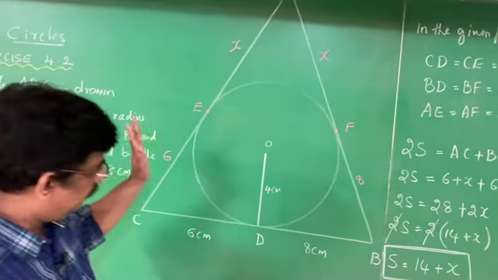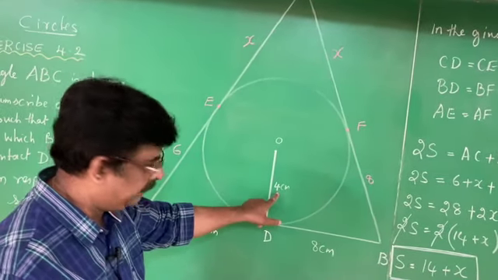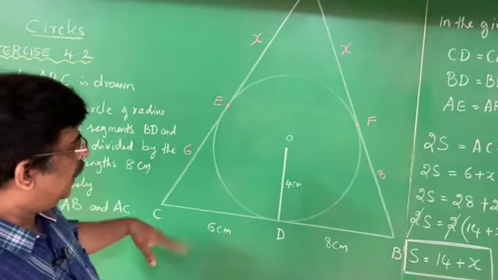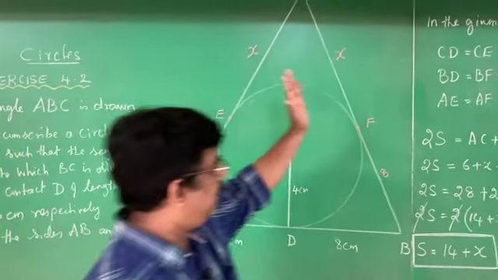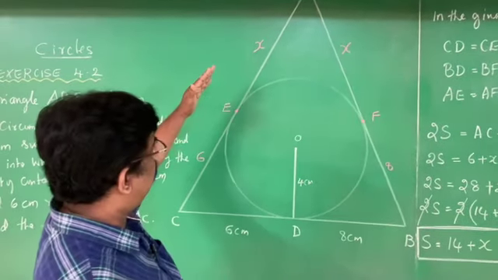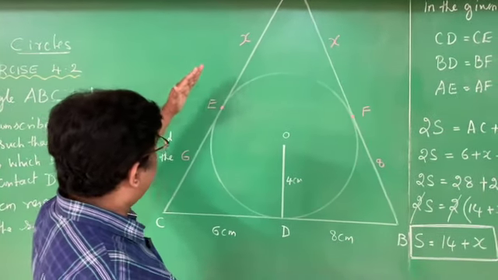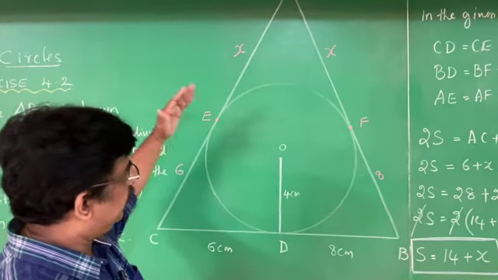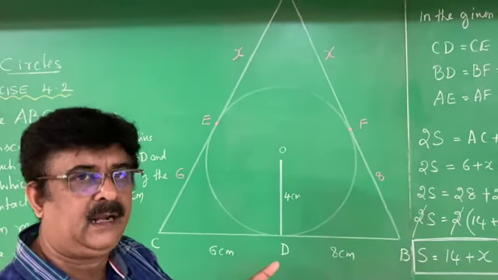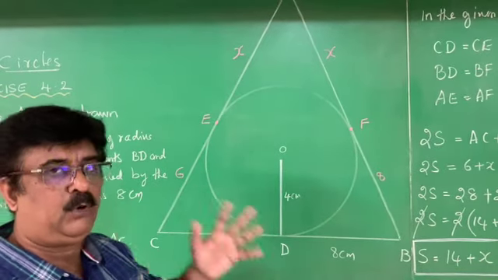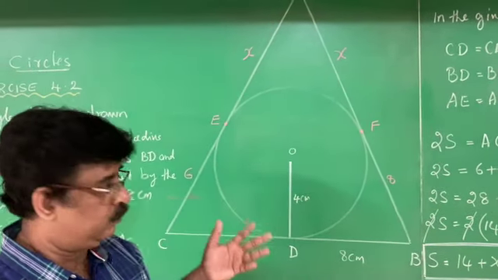Circumscribing a circle of radius 4 centimeter. And now we have to find the length of AC and AB. Once you understood that we have to find the side, there should be a relationship between the side of a triangle and area of a triangle. That is given in the formula called Heron's formula.